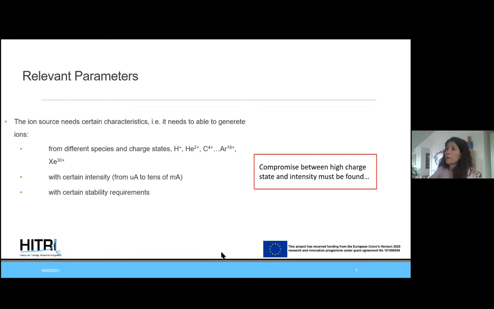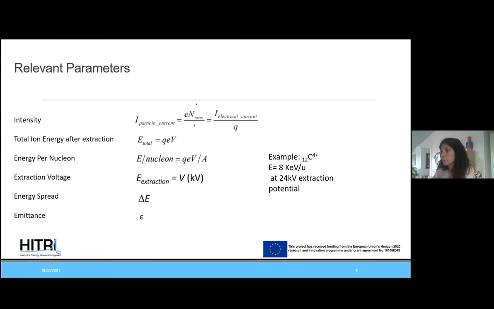And then, of course, you want an application that can meet both requirements. But these first two requirements always clash, in the sense that you always have to find a compromise between high charge state and intensity, because you cannot boost both. And I will show you later why this cannot happen.